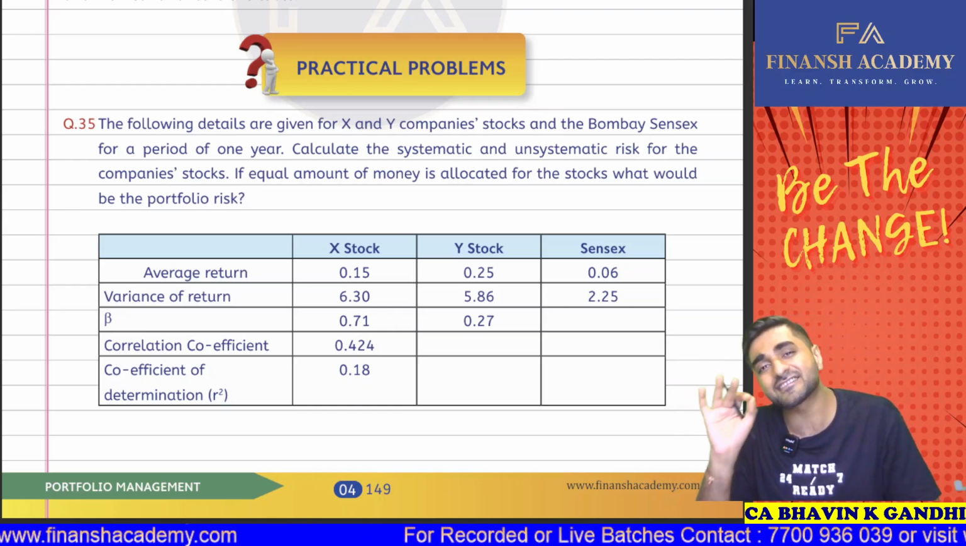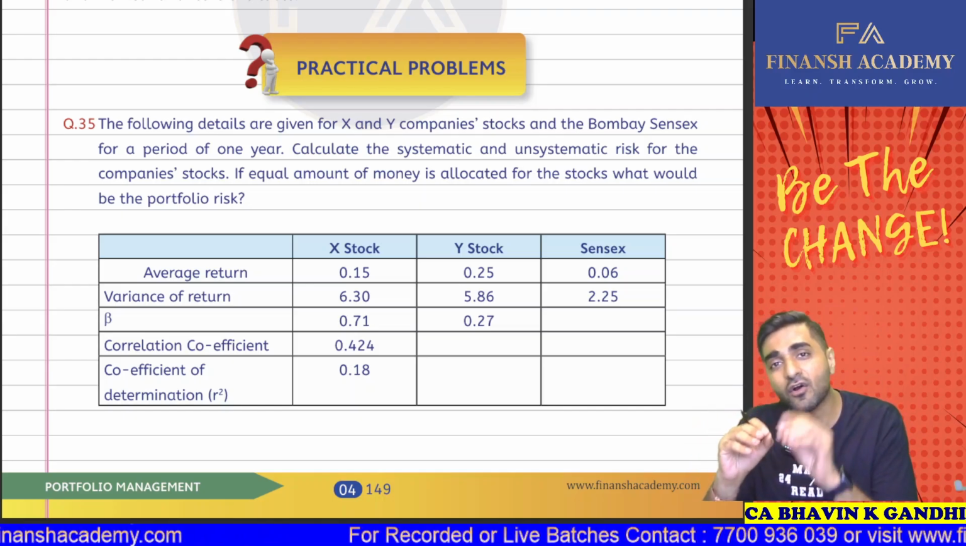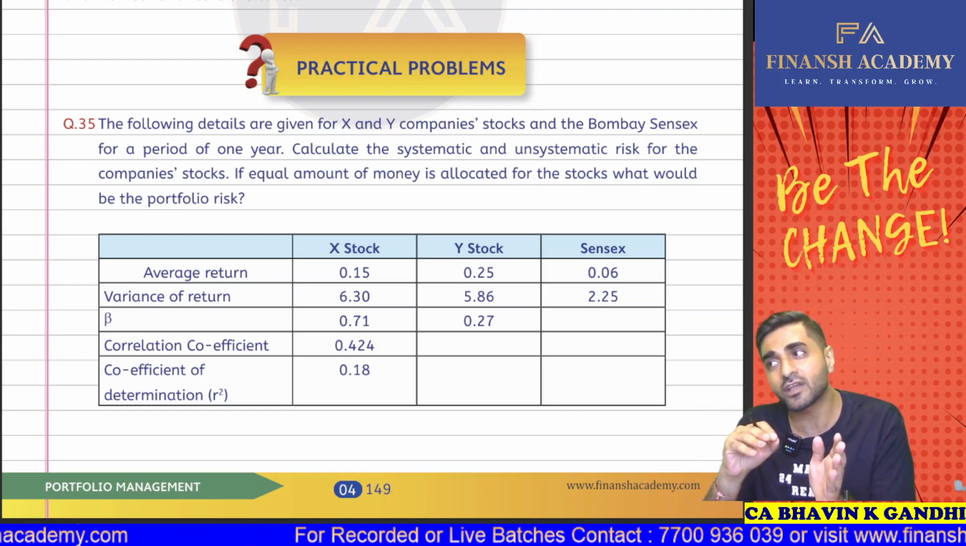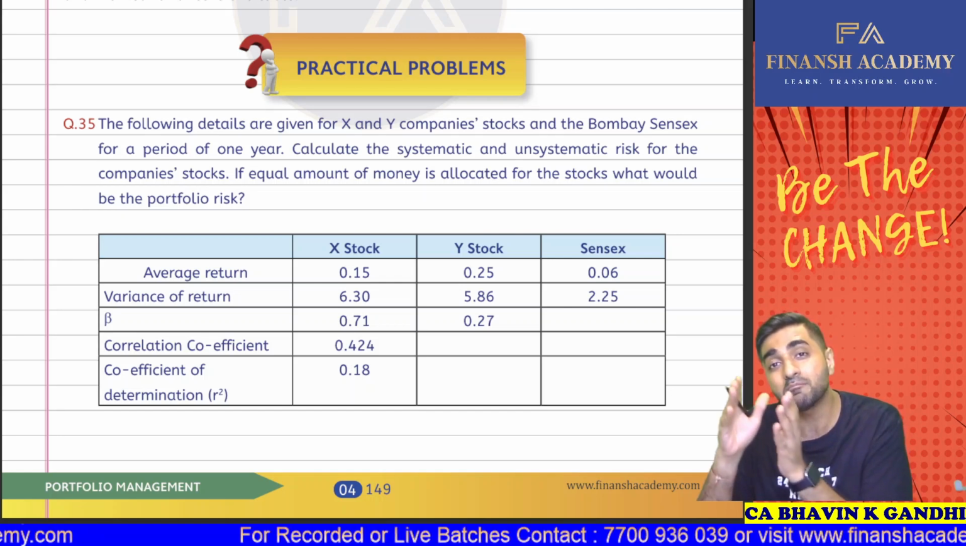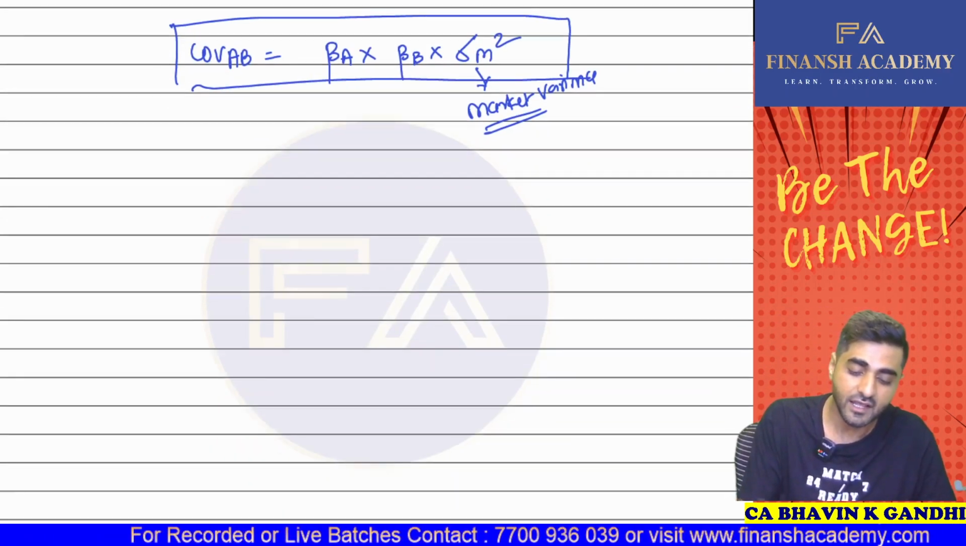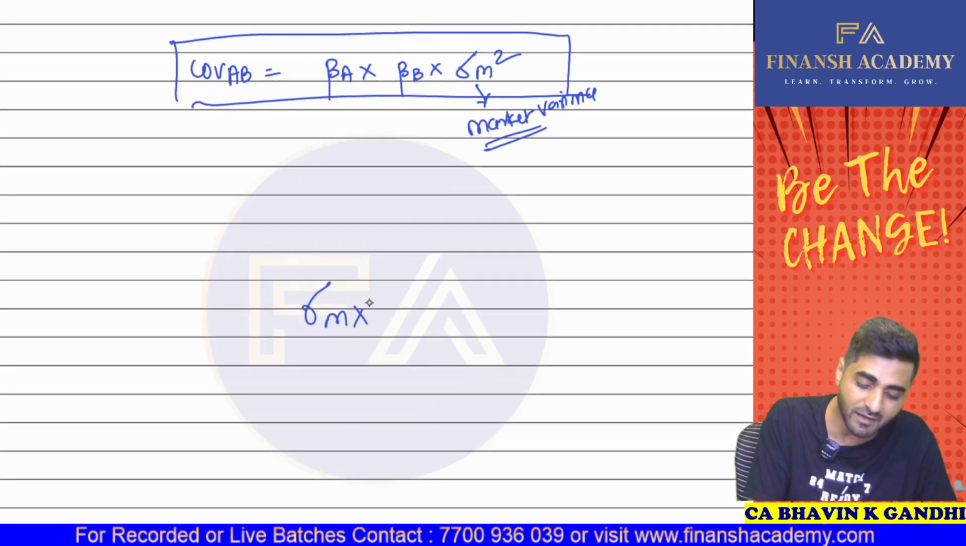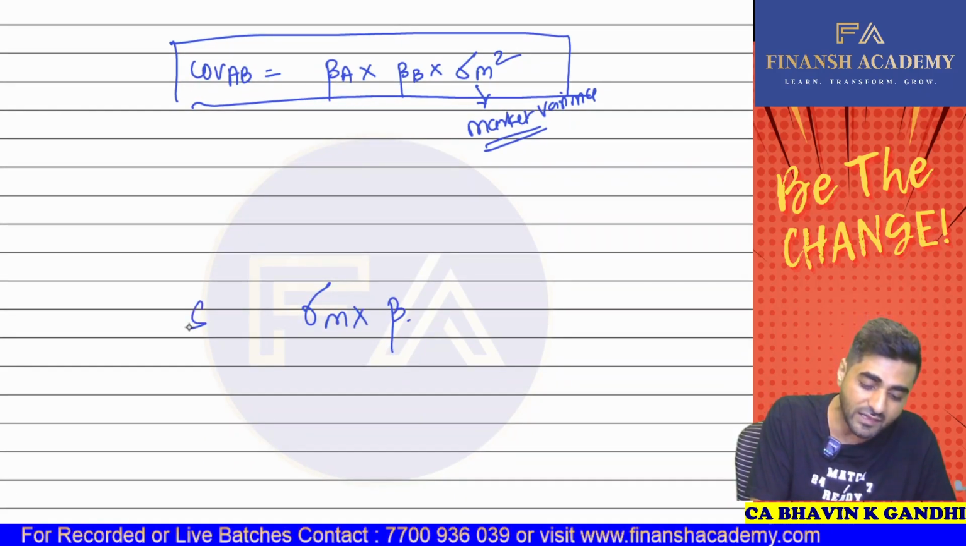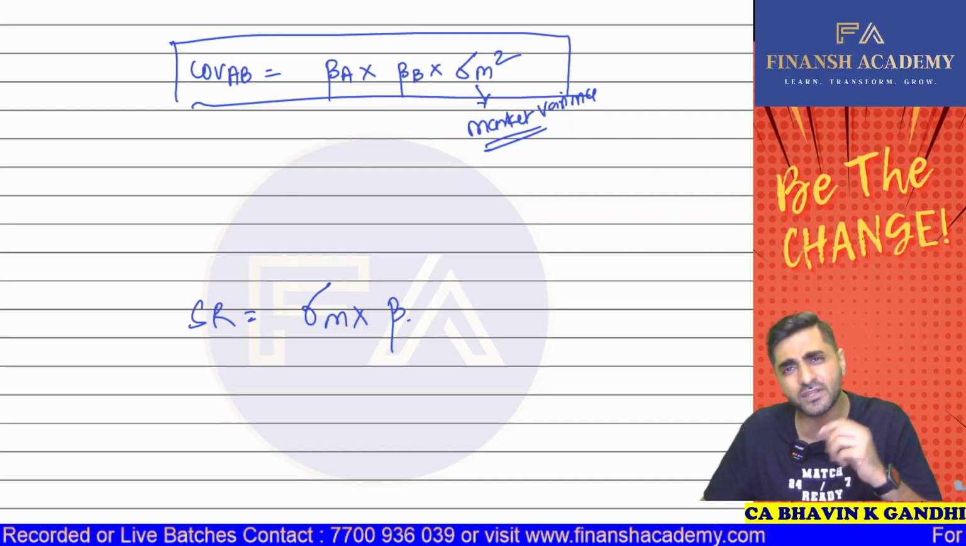Can I say systematic risk is nothing but the risk of the security when it comes to your market risk? So basically, what do we take into consideration for your systematic risk? We take your market risk and multiply that by the beta. Will that give you the systematic risk? Yes or no? Yes, sir.